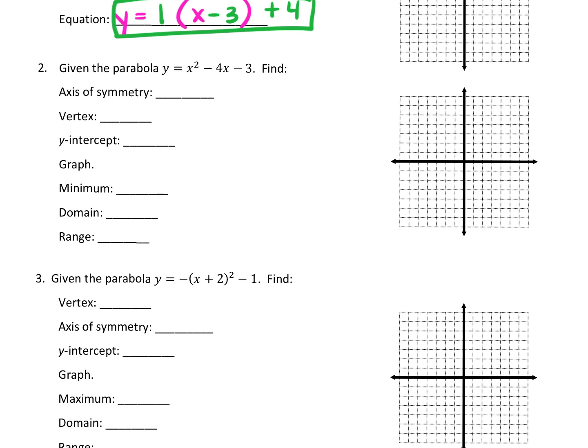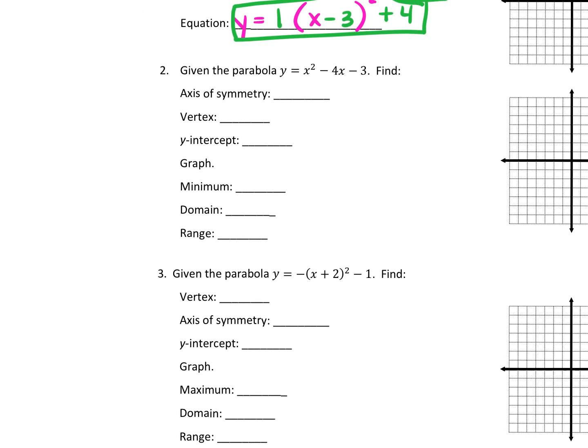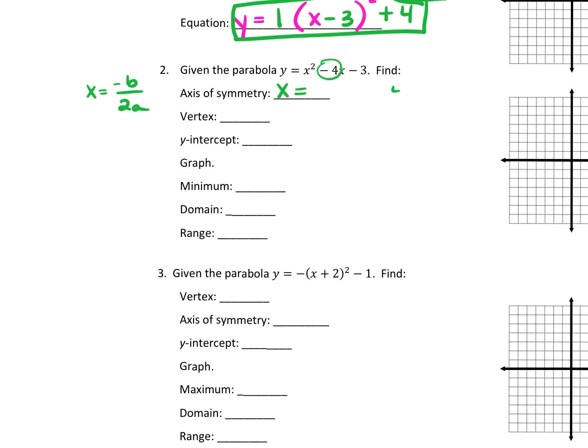Example 2 says, given the parabola, find the axis of symmetry, vertex, all the pieces of that. If you recall, when finding the axis of symmetry, this is the one where x equals negative b over 2a, okay? So that's where you're going to start, because your axis of symmetry is always x equals something. So we got to figure out what negative b over 2a is. B is negative 4, so a negative b is a positive 4 over 2, and then your a value here would be 1. So 4 over 2, or 2.